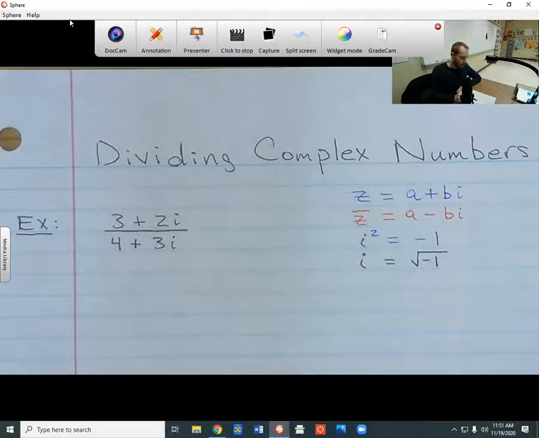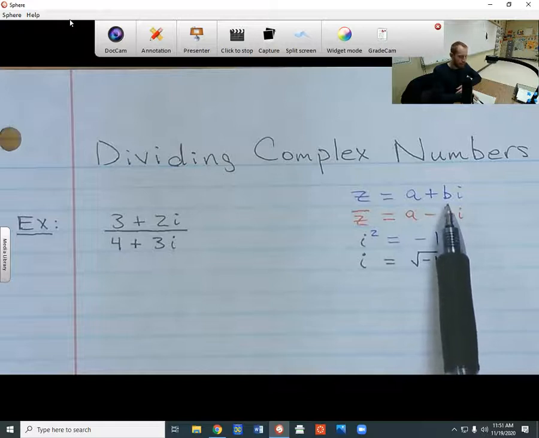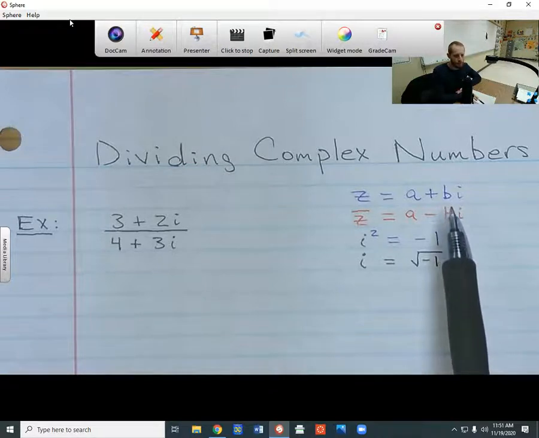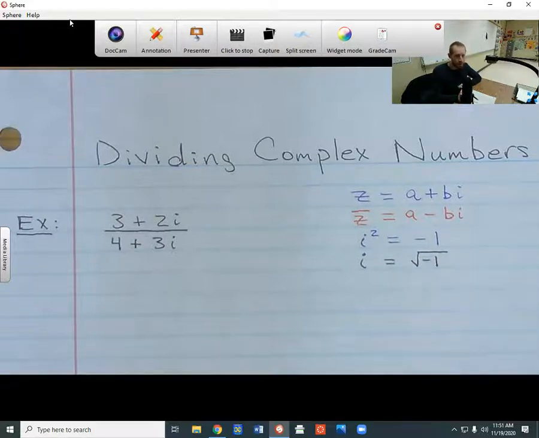What we do is we take the a and call that the real part of z, and then we take b and call it the imaginary part of z. We can do many things with complex numbers. We can add them, subtract them, multiply them, and divide them, which is what I wanted to talk about today.